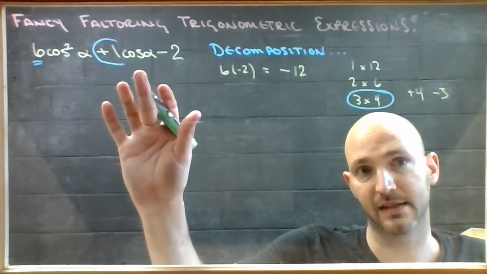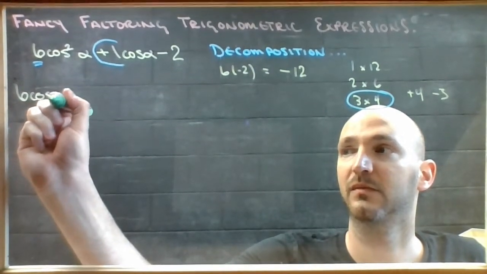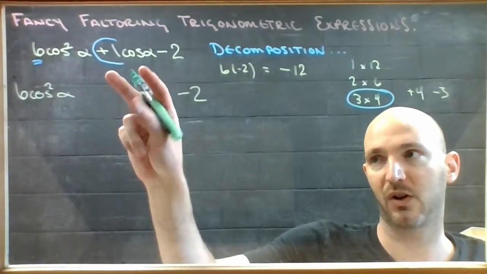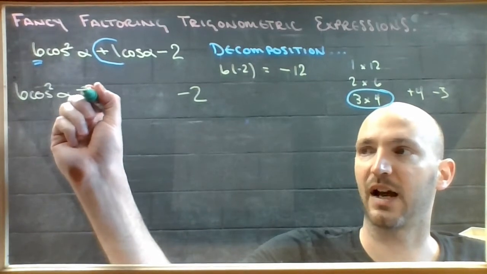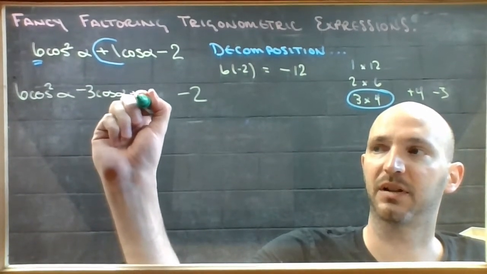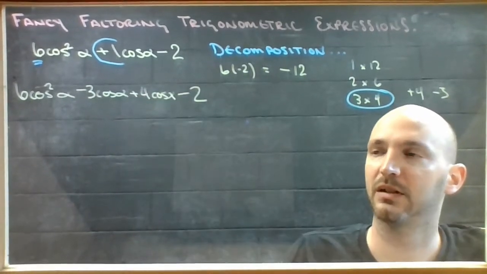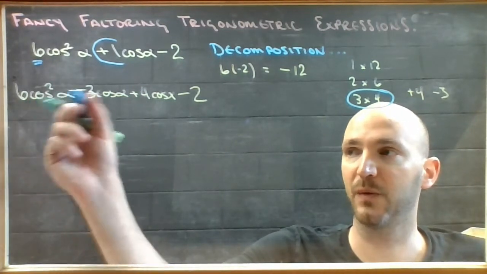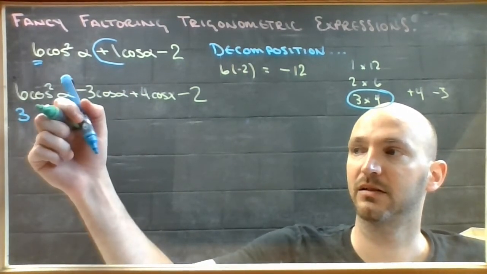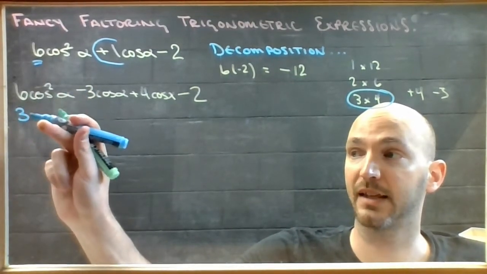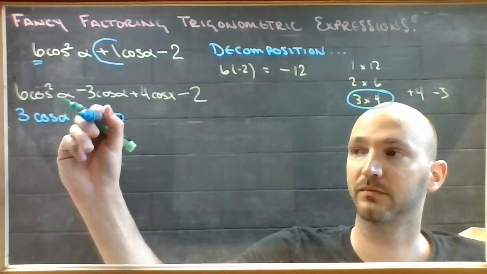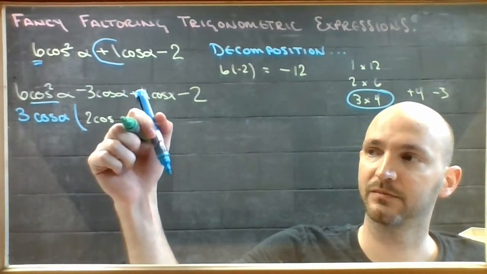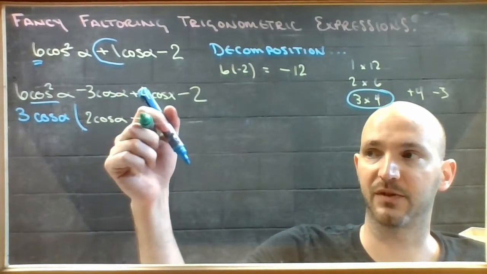So I'm going to take this central term. Cos squared alpha, negative 2, those were already there. I'm going to split my plus 1 cos alpha into a subtract 3 cos alpha and a plus 4 cos alpha. Now, why on earth would you do that, you might ask? Well, if you notice, in this half, both of these things contain a 3 and a cos alpha. So if I pull that out of this term, I'm left with 2 cos alpha. And if I pull it out of this term, I'm left with just the placeholder.